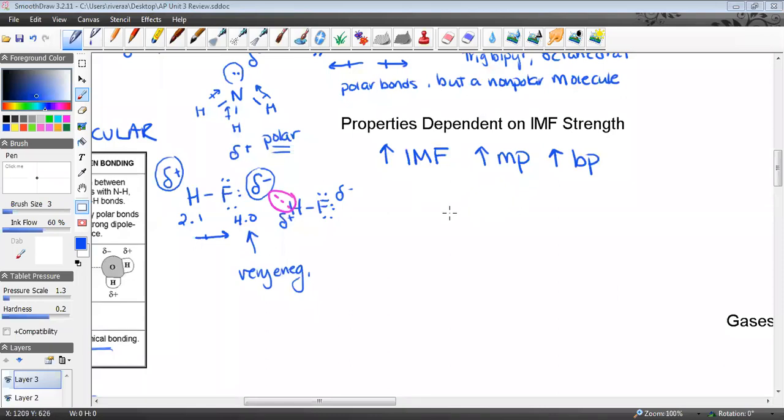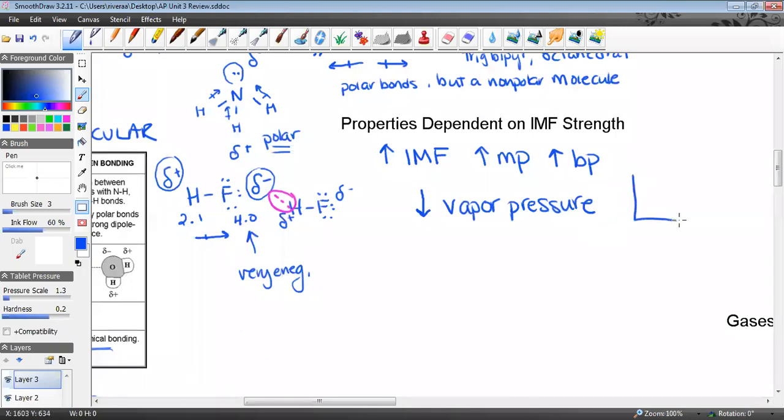Ooh, this is Austin's favorite. When you have strong IMFs, you're going to have very low vapor pressure. Not volatility, Austin. We don't measure volatility, it's the same thing. We're going to have low vapor pressures.